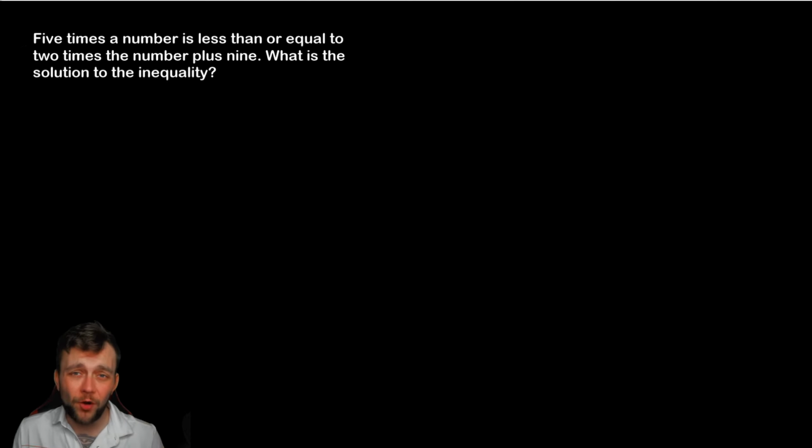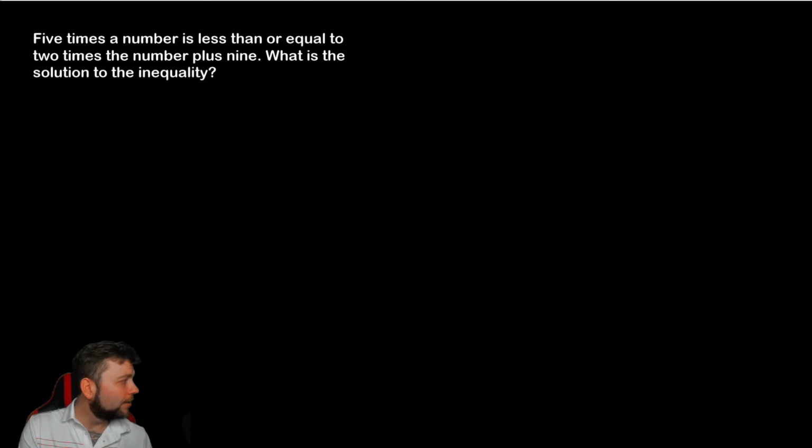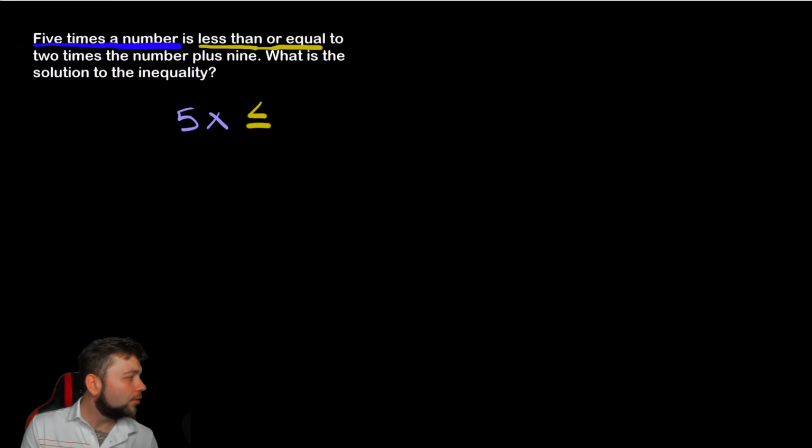So first we must write this inequality out. So we have our 5 times a number. What is another way of thinking of 5 times a number? How can we write 5 times a number out? Well, it is 5 and then times a number, right? So 5x. And that is less than or equal to 2 times the number.